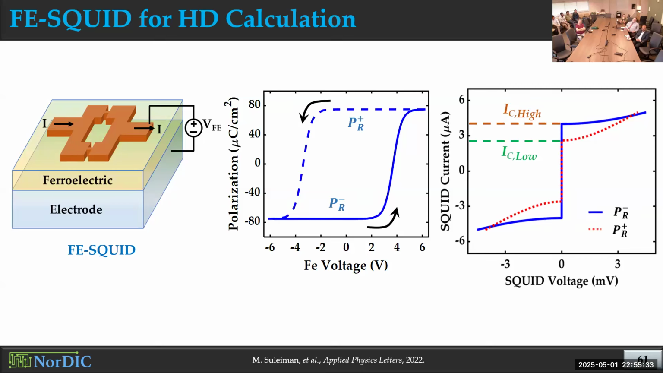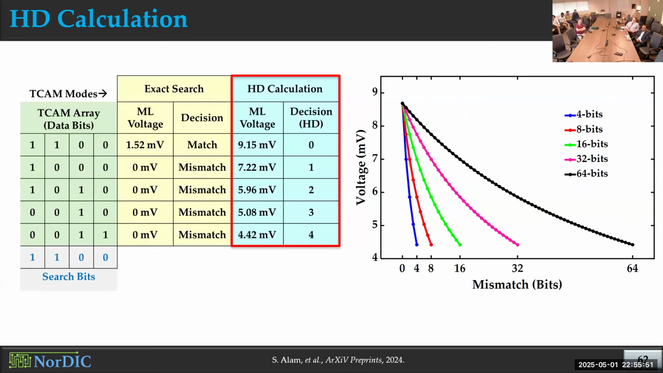And if you look at this IV characteristic, you can see when we go to the resistive state for both the polarization states, we have two different slopes. That means for two polarization states, the device will show two different resistance states. That's what we use, and that's again like memristor behavior. That's what we use to get analog voltage level for the Hamming distance calculation.